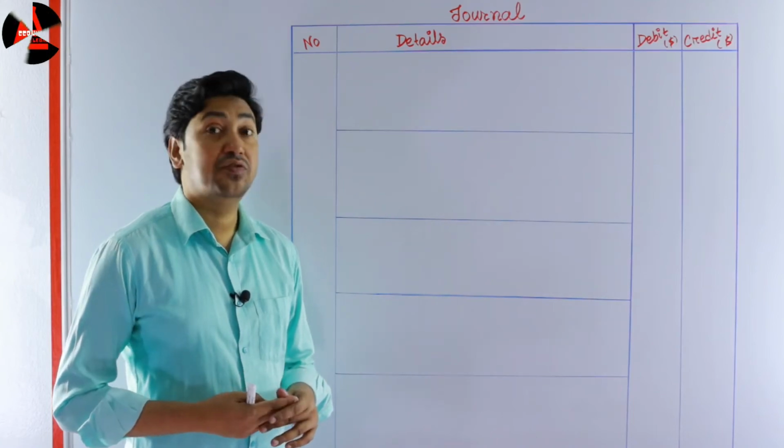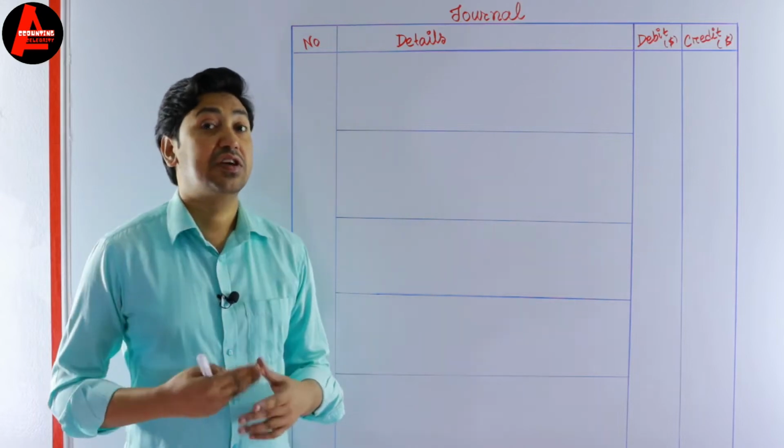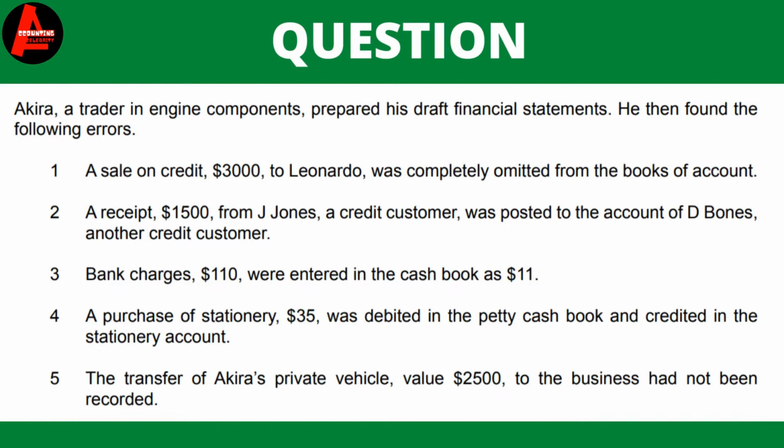So today I'll show you 5 errors and we will rectify them. Let us have a look at the question on the screen. Akira, a trader in engine components, prepared his draft financial statements. He then found the following errors. So what is number 1?